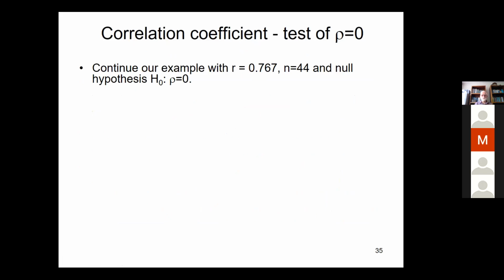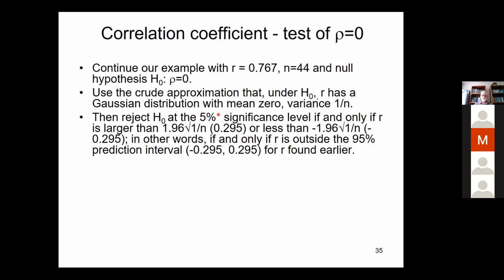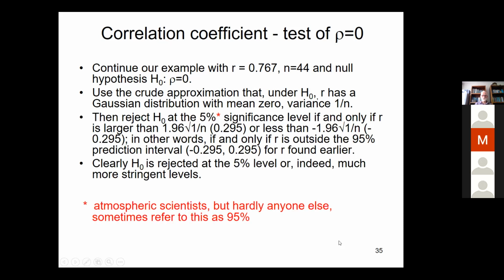So in our example, one of the forecasts had an R value of 0.767. Null hypothesis of rho equals 0. It's going to be pretty clear that's going to be rejected. A sample correlation of nearly 0.8 is going to be significant. The critical region here is going to be anything that is bigger than 0.295 or smaller than minus 0.295. That obviously is, 0.767 obviously is. So we would reject the null hypothesis at the 5% level or indeed at much more stringent levels.